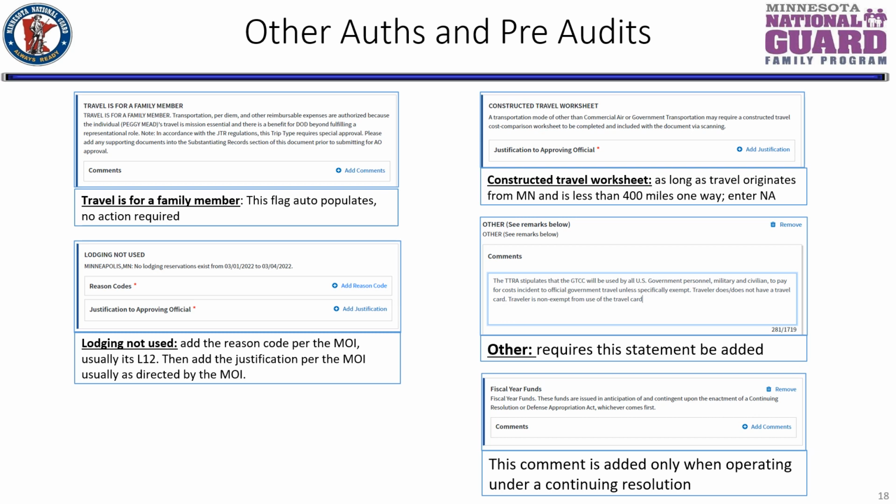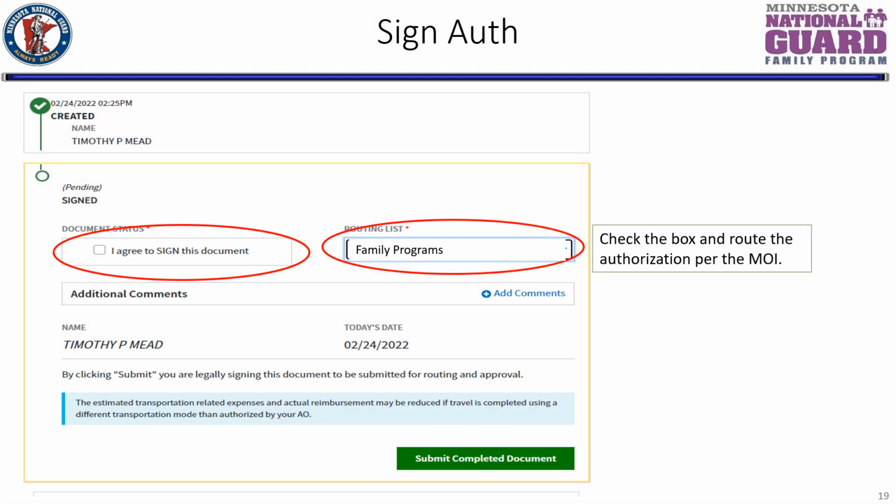Construct your travel worksheet. This won't be needed as long as the travel originates from Minnesota and is less than 4 miles one way. And if that is the case, you can just put NA. And then you'll also have to add the other comment, which is in regards to the use of the government travel card. You'll have to put this comment below stating whether or not the traveler does or does not have a travel card. And being that it's invitational travel or dependent travel, you'll want to put does not have a travel card for that justification. And then you may see the fiscal year funds comment. That's only if we're operating under a continuing resolution.